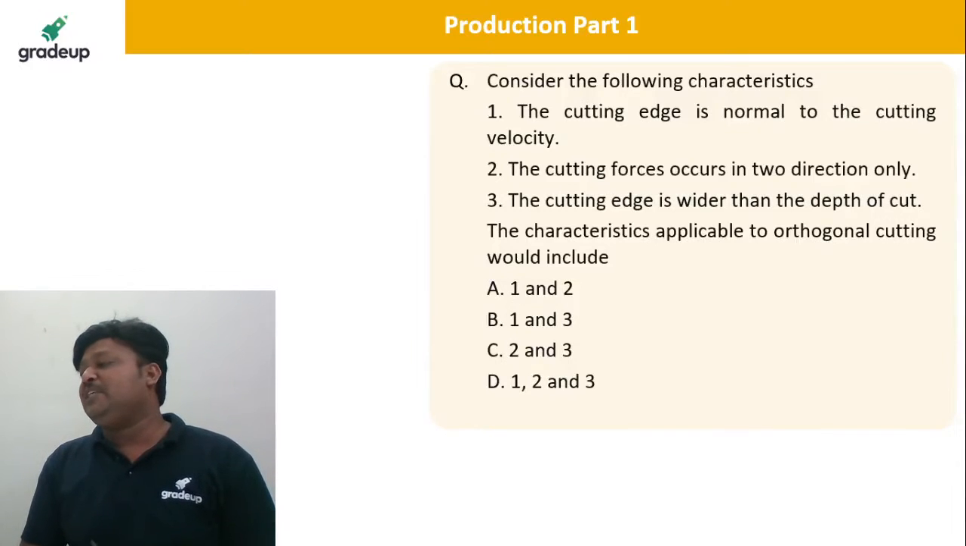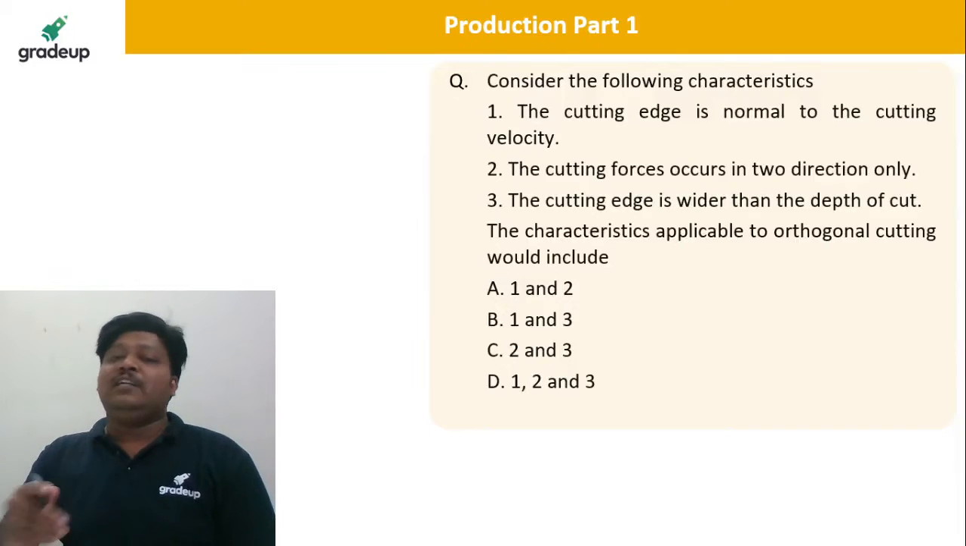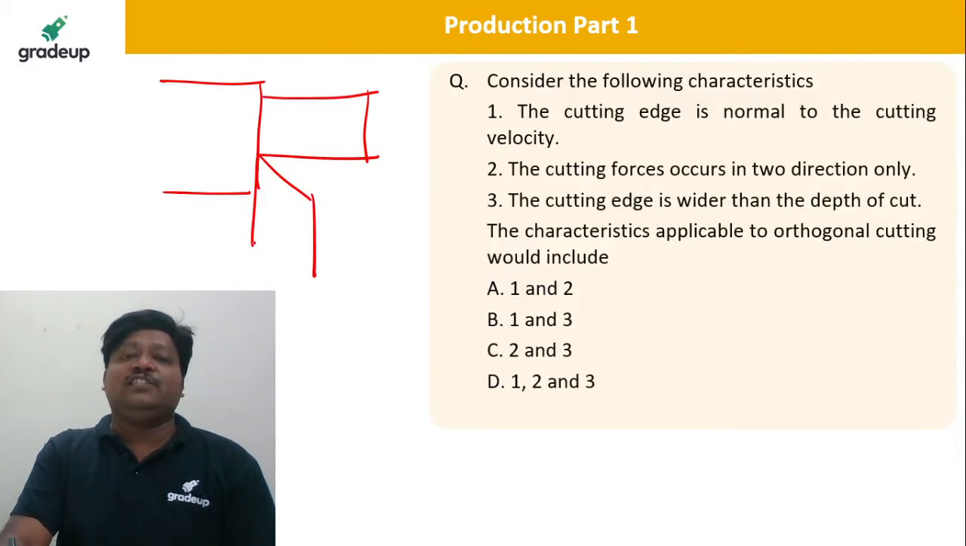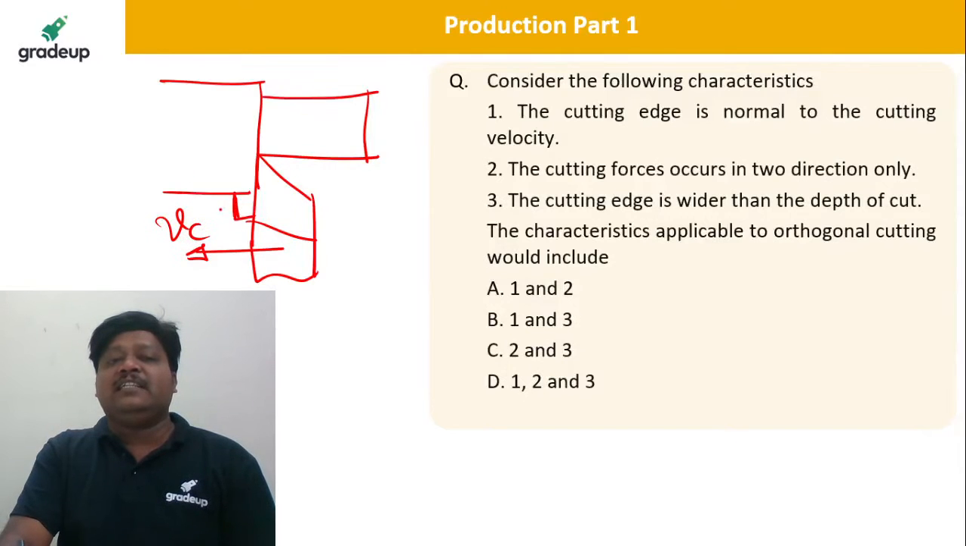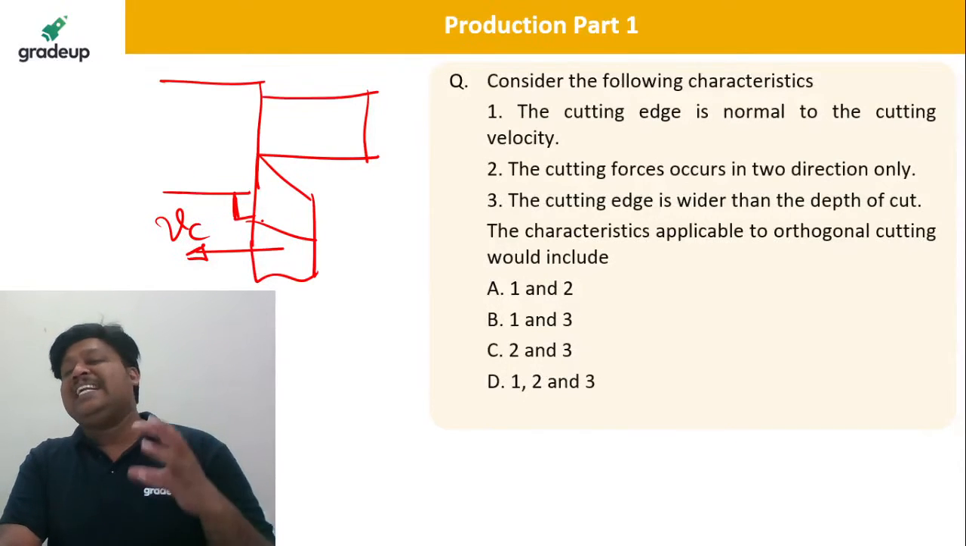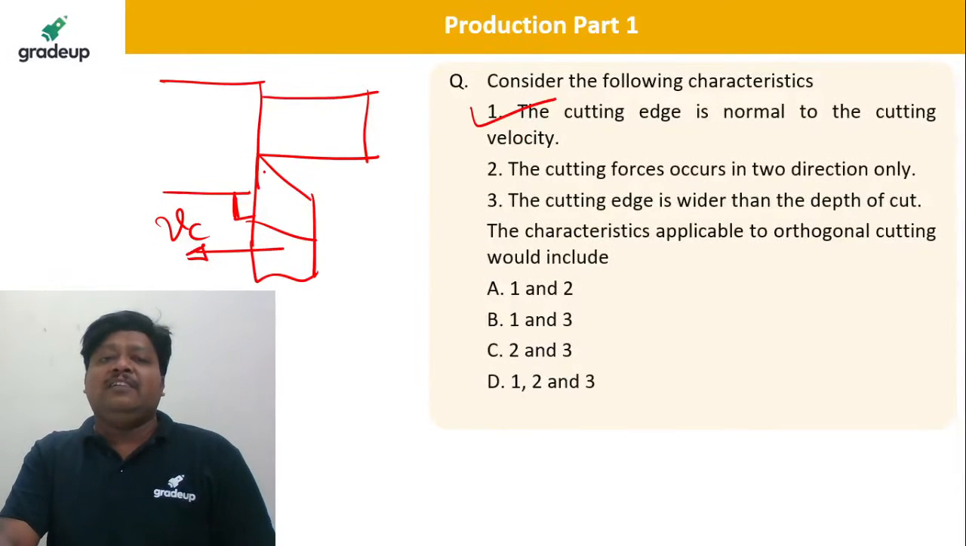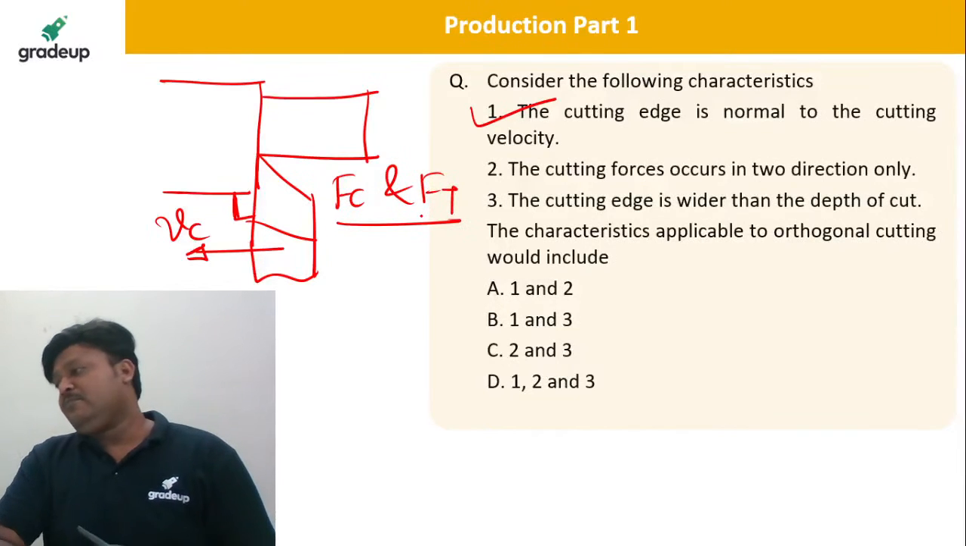The basic requirement for orthogonal machining is this. If I take the example of step turning, you can see this is the tool here. This is the cutting edge of the tool and the velocity vector, and the angle between these two is 90 degree, or they are perpendicular to each other. That will result in 2 cutting forces, one is FC and the other is FT. So option A is correct.